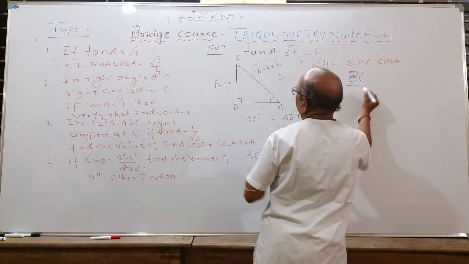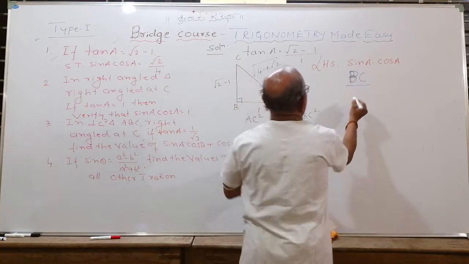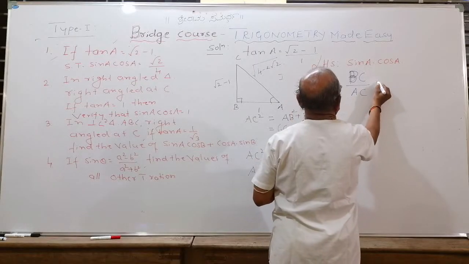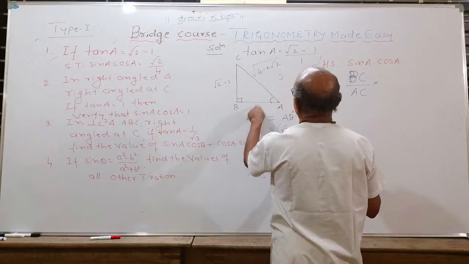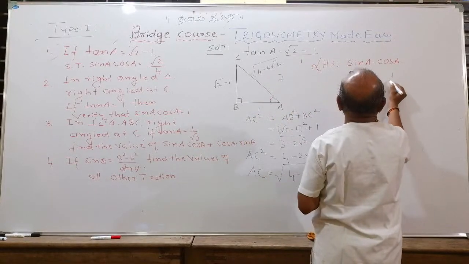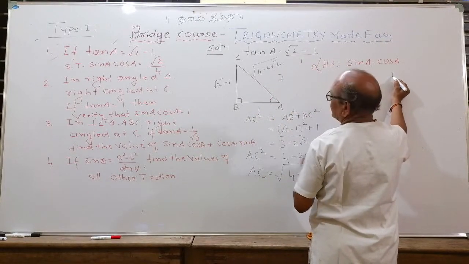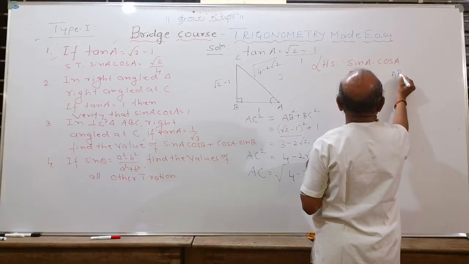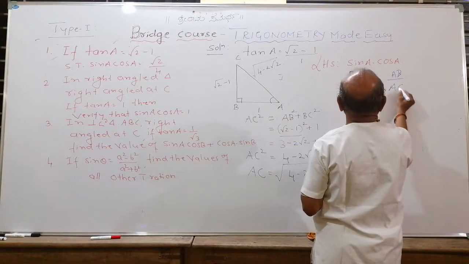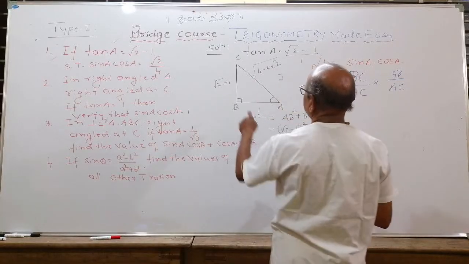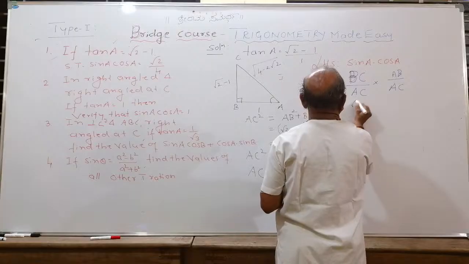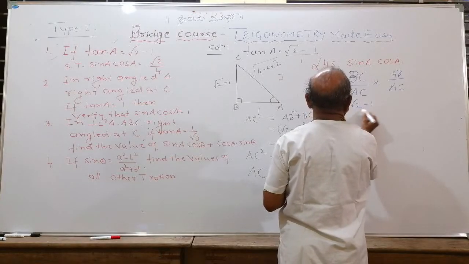Opposite upon hypotenuse will be BC upon AC. What is cos A? Cos A will be adjacent upon hypotenuse. You will get 1, that is adjacent AB, upon AC. No problem. Okay. What is the BC length? BC length is root 2 minus 1 upon AC.